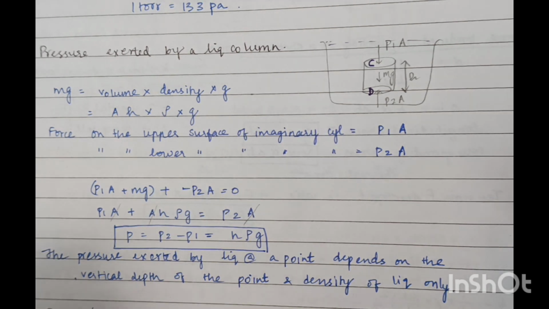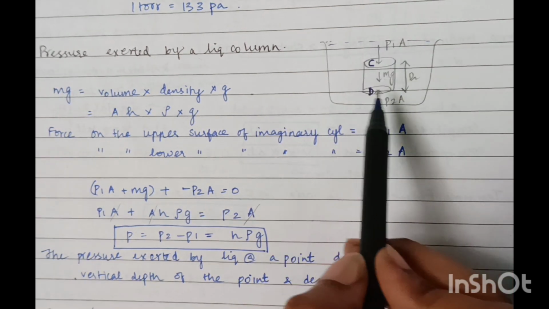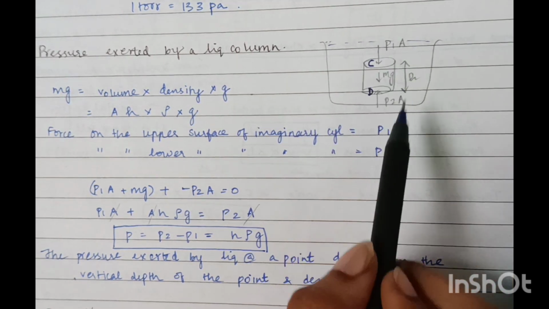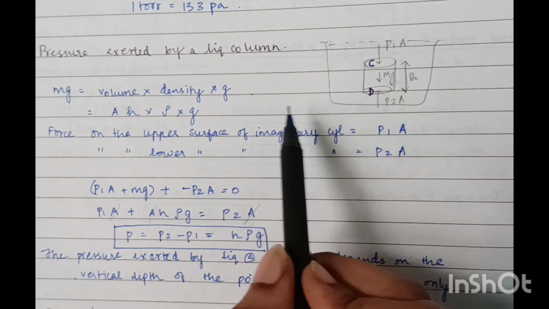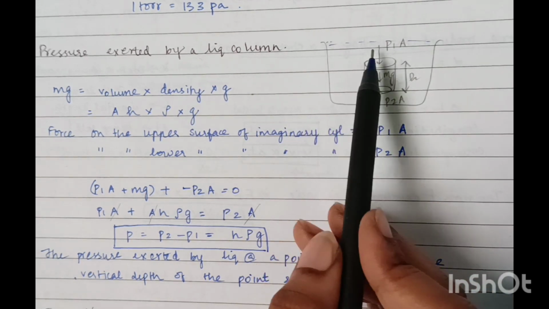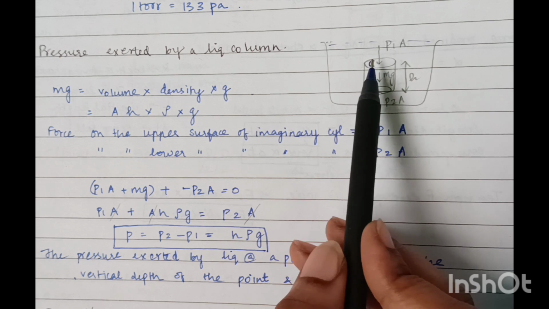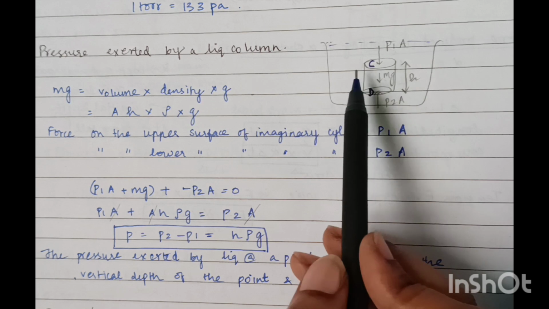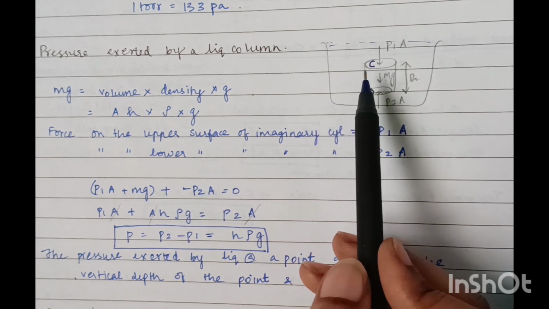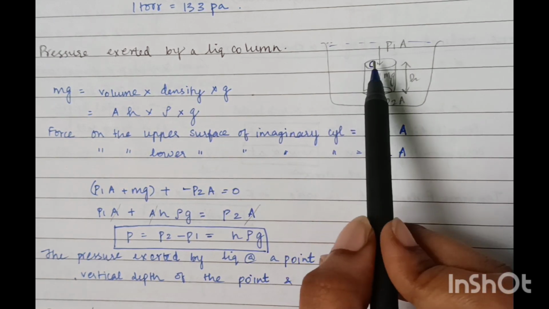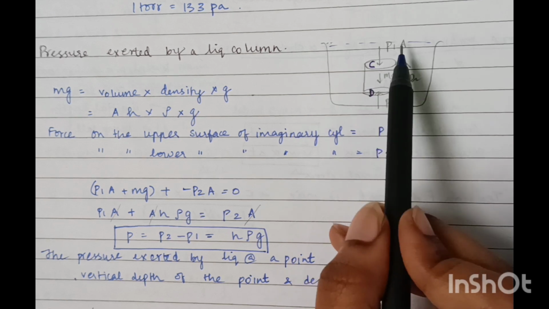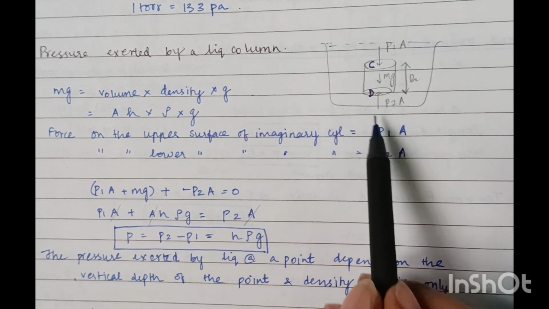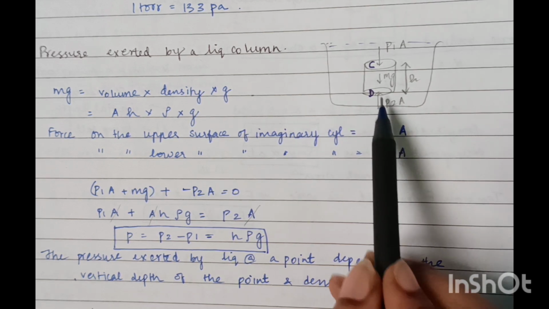Now let us consider P1 and P2 be the pressure at points C and D. P1 is the pressure at point C and P2 is the pressure at point D. Then what is the force on the upper surface of the imaginary cylinder? It is P1 into A, because we know force is equal to pressure into area, that is, pressure is equal to force by area. So force on this upper surface is P1 into A, and that is acting vertically downwards. And force on the lower surface is P2 into A, that is vertically upwards.